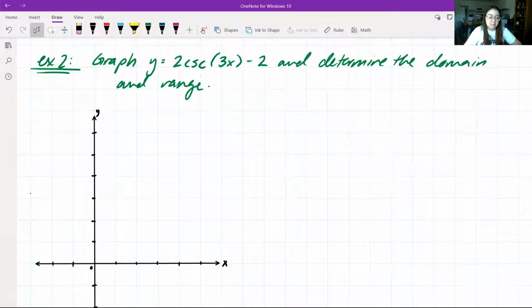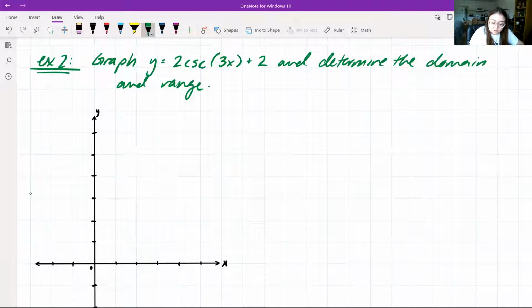So, all right, example 2, we want to graph y is equal to 2 cosecant of 3x minus 2 and determine the domain and the range. It is a plus 2. I apologize for that. y is equal to 2 cosecant of 3x plus 2. So we're going to go ahead and graph this using our key points.